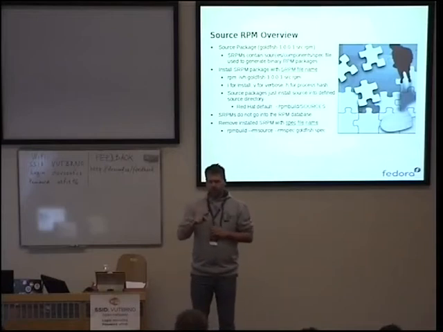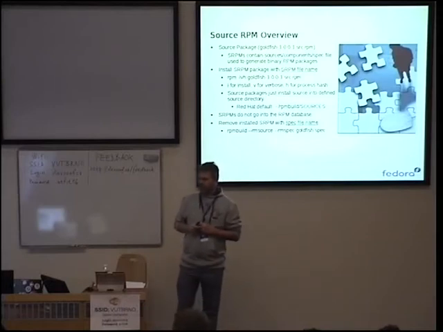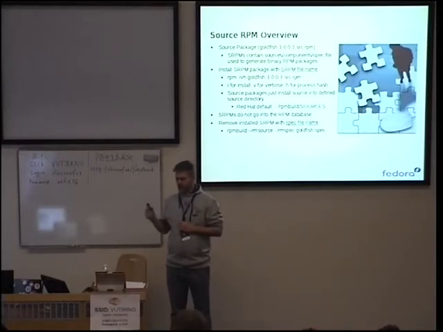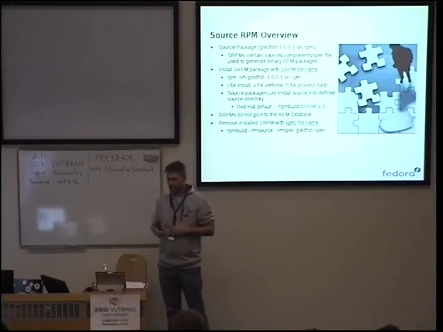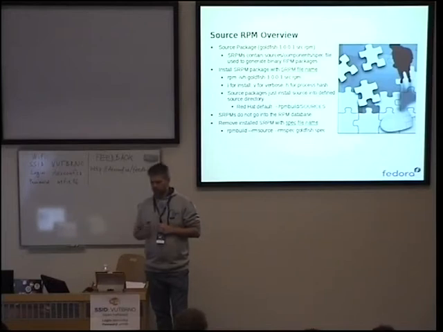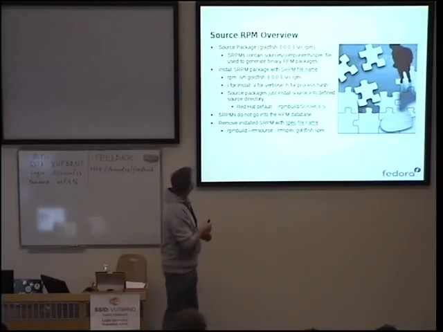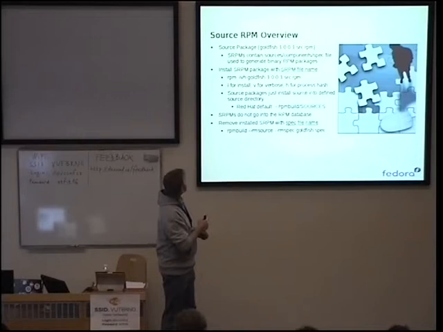Okay, what we will do, and what will be the result of our work, is a source RPM. That is a file which contains the spec file, that's the stuff which we will create here, and the tar file. Sometimes even patches, not in our case right now. We install those source RPMs with the file name, so rpm -i and the source RPM name.